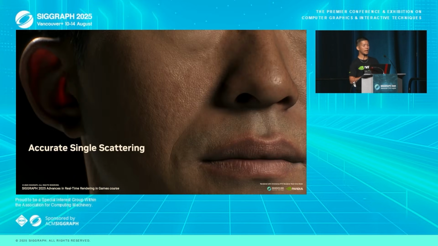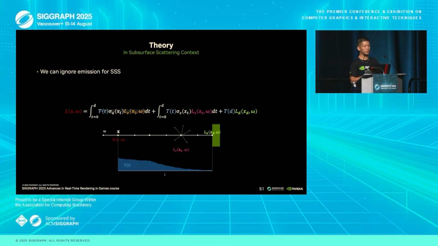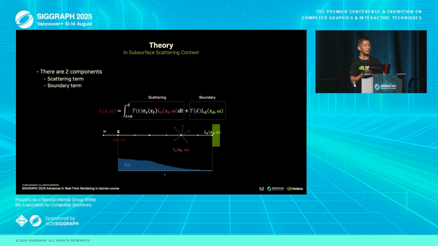So let me focus on the accurate single scattering part of our solution. Applying this PDF approach to volume rendering creates two separate integrals, one purely for scattering contribution and one for unscattered transmission. And as I mentioned before, emission is modeled through the surface property, which means we can ignore the emission term within the volume transport. We label these as the scattering term, which handles exactly one volume scattering event, and the boundary term, which covers zero scattering where light just passes through. This separation clarifies our computation target and dramatically simplifies the original equation.